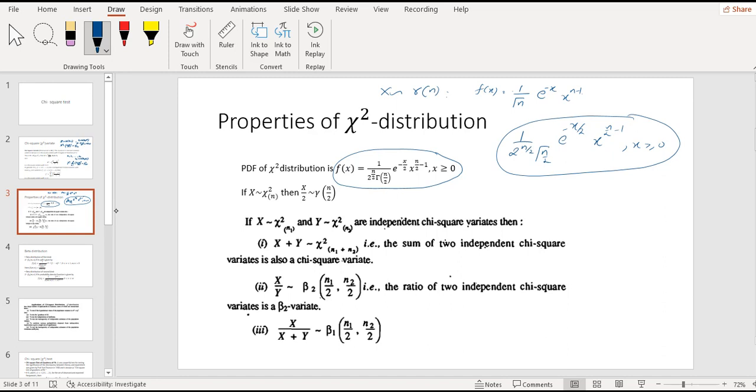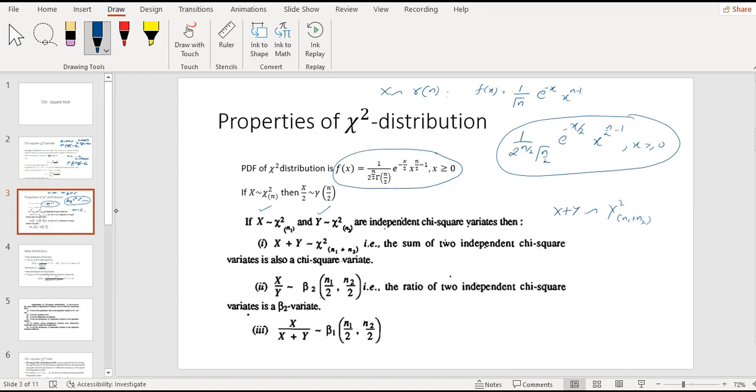Some of the important properties of the chi-square distribution: if there are two independent chi-square variates with n1 and n2 degrees of freedom, then the sum of the two chi-square variates will also follow a chi-square distribution, where we add their degrees of freedom.